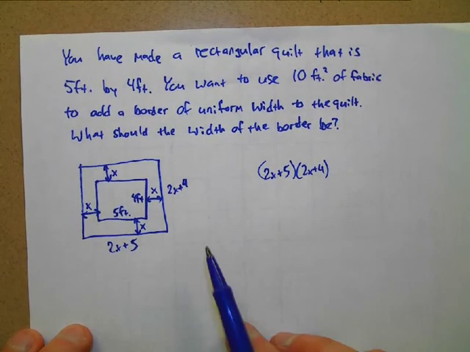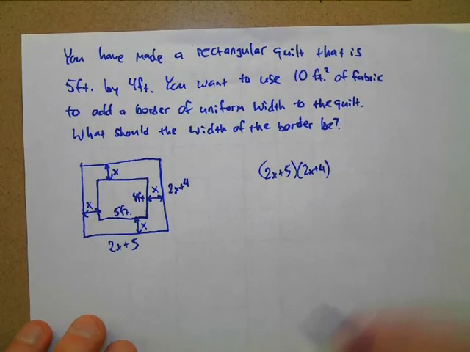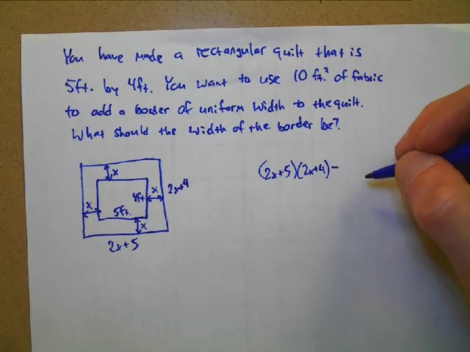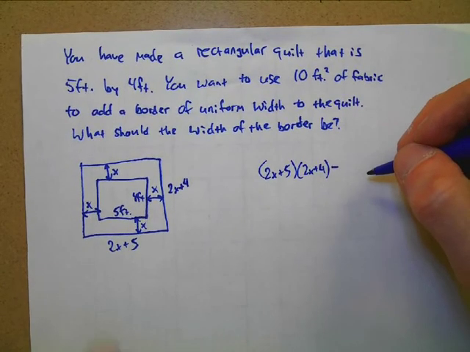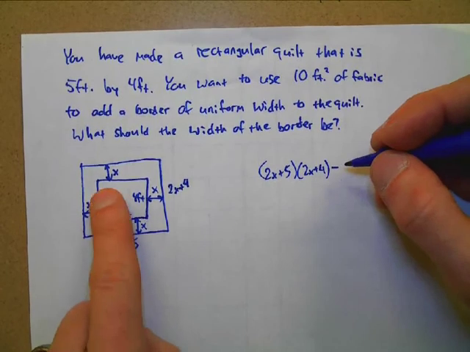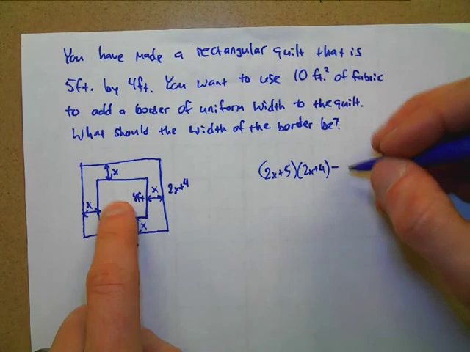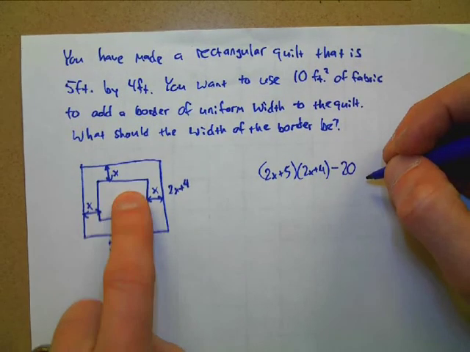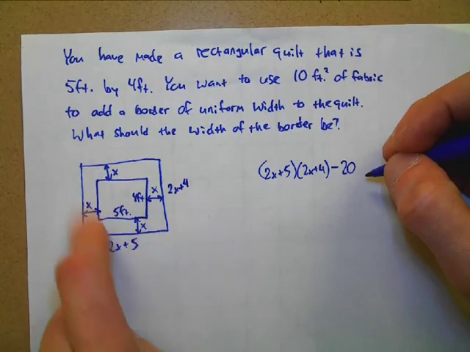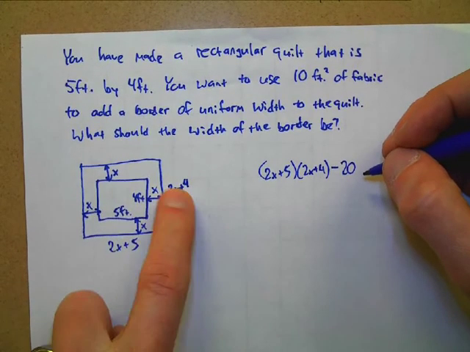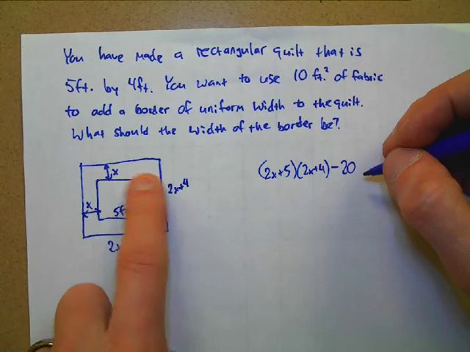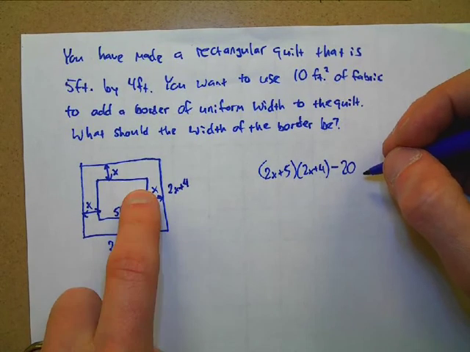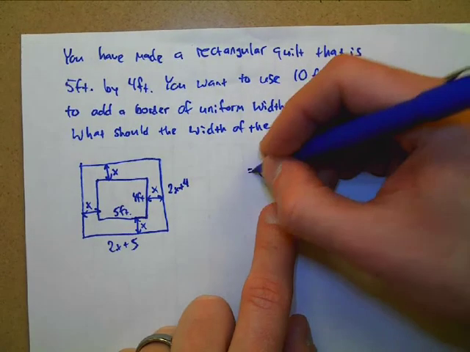What should we do? Natalie? Maybe subtract by 20. Why 20? Where did the 20 come from? 5 times 4 is 20. Right. We're going to subtract off the inner area, this inner rectangle of the quilt. So the big area of the whole thing, border and quilt together, is 2x plus 5 times 2x plus 4. Subtract off that inner area, 5 times 4, the 20, and we know that this has to equal our 10.